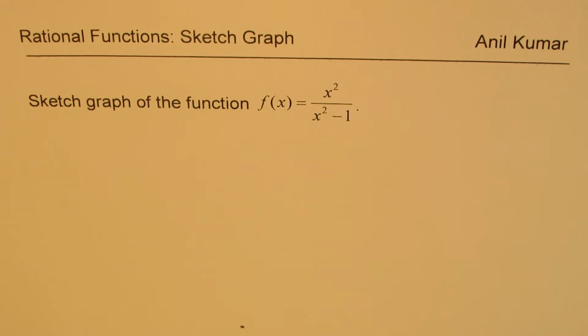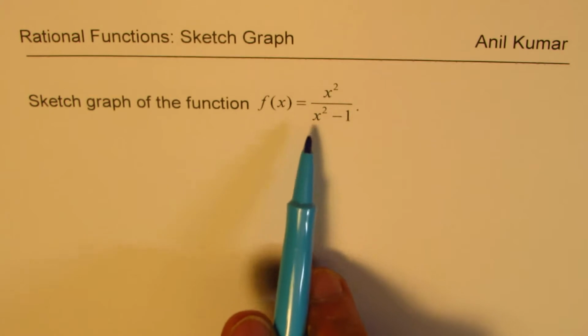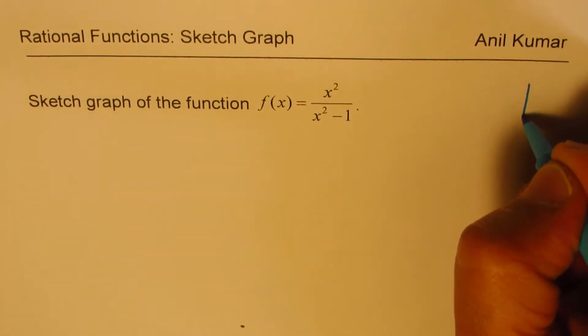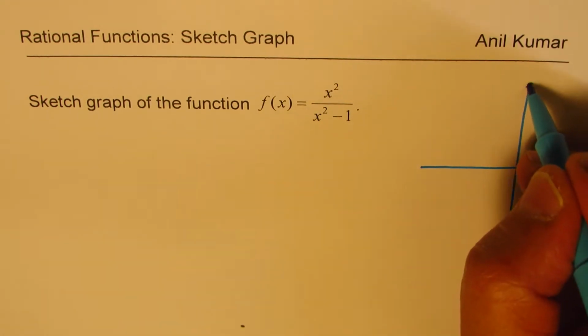We'll try to sketch the graph of a rational function. The function is given to us as x squared over x squared minus 1, right? So as you know, I always make rough sketches, so we are going to do it right here.